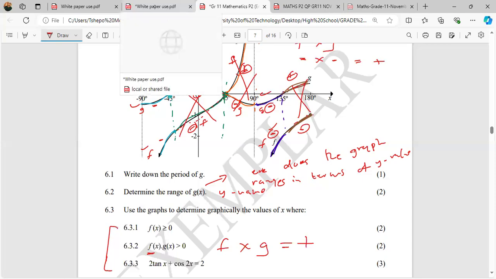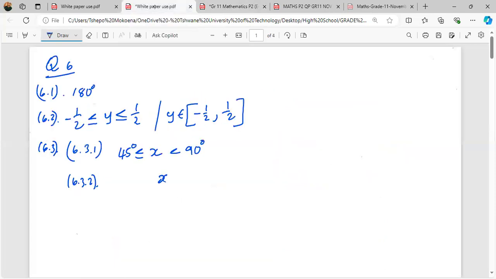So the first solution here, we're going to say it is whereby X, that was long, hey? X, it is less than negative 45 degrees, but greater than 90 degrees. You see the inequality sign that I'm using? I'm not including anything here.